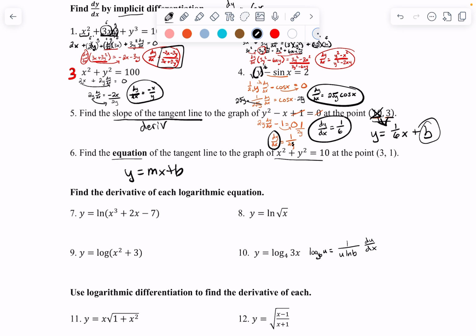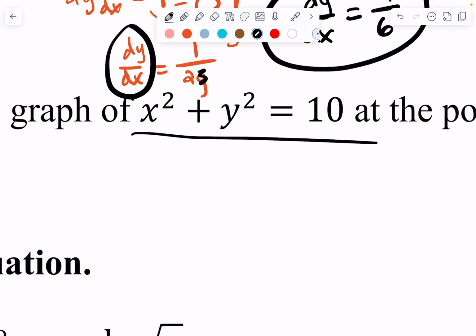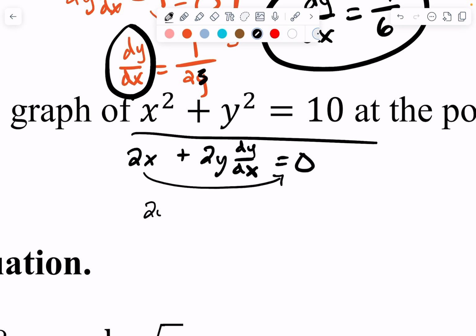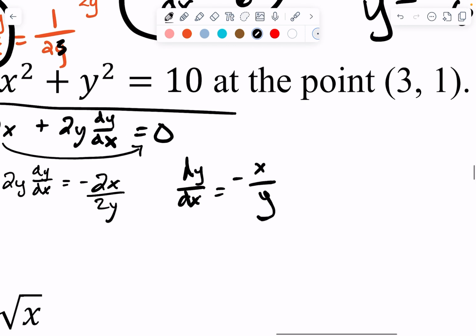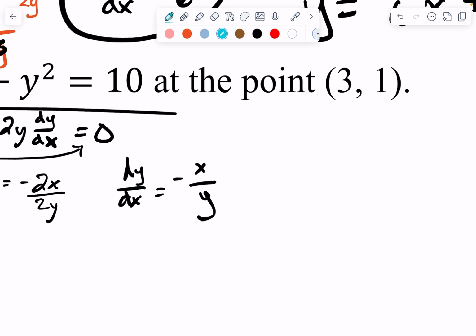So I need all of the y equals mx plus b to find the equation of the tangent line. All right, so this guy is my original. I'm going to do the derivative. Don't forget dy/dx on your y's. Plus 2y dy/dx equals 0. Okay, I'm going to bump this over. So 2y dy/dx equals negative 2x, and if you want to skip steps, you can. Divide by 2y. So dy/dx is equal to negative x over y, if I divide the 2 by 2. Then I need to find my slope. Okay, so that's my derivative.